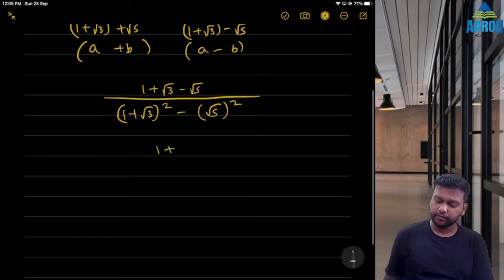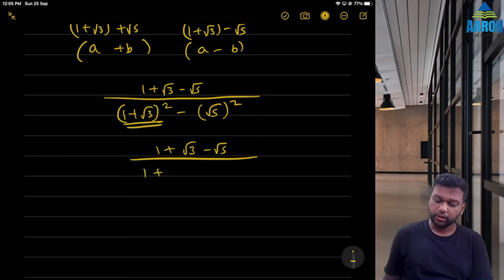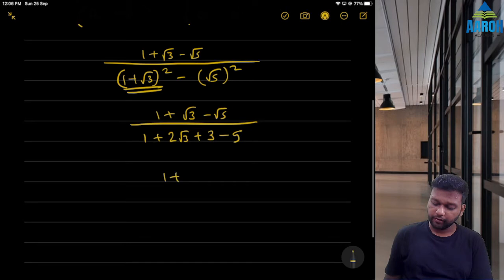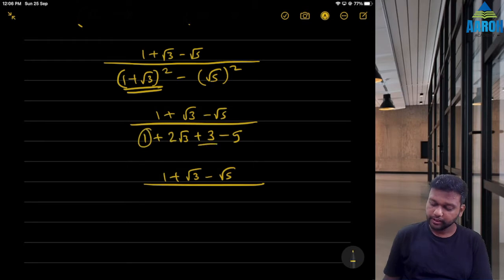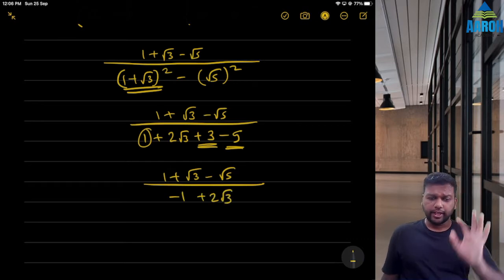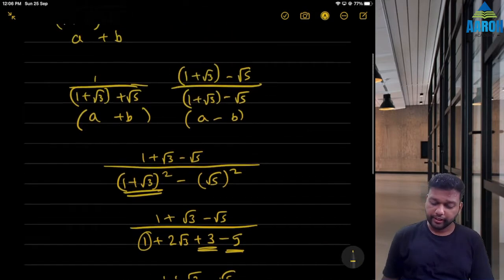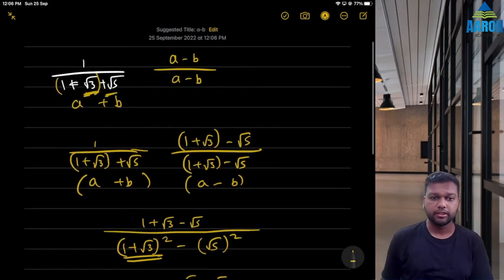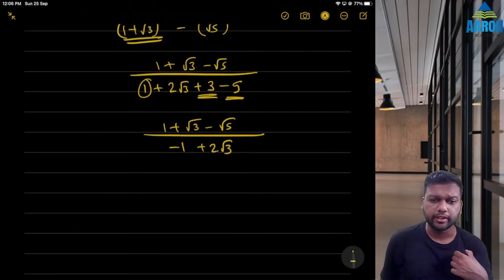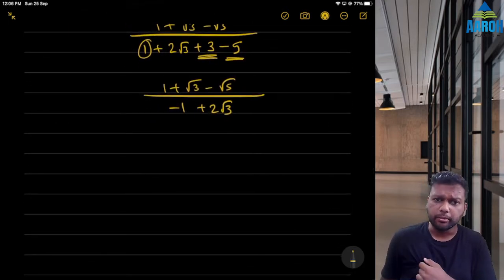So the numerator is as it is, 1 plus root 3 minus root 5, upon what is a plus b bracket square? A square plus 2ab plus b square. Root 3 square is 3, minus root 5 square is 5. Again let me write it: 1 plus root 3 minus root 5 upon, now this will be 1 plus 3 minus 5, that is 4 minus 5, minus 1, so it is minus 1 plus 2 root 3. Concentrate, we have got till this form, so that now in the denominator there were 2 irrational numbers, now there is only one irrational term, 2 root 3.